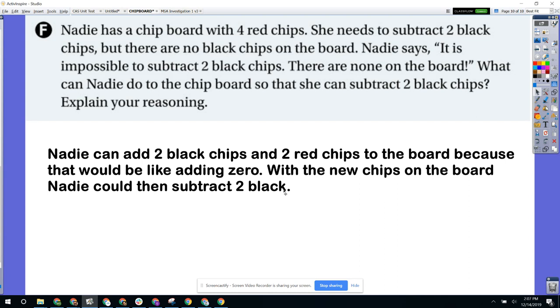So we're going to transition in the next section away from using the chip model and just using the algorithm, which is adding negatives makes things more negative, subtracting positives makes things more negative, adding positives makes things more positive, subtracting negatives makes things more positive, and we're going to see what that looks like on a number line instead of the chip model.